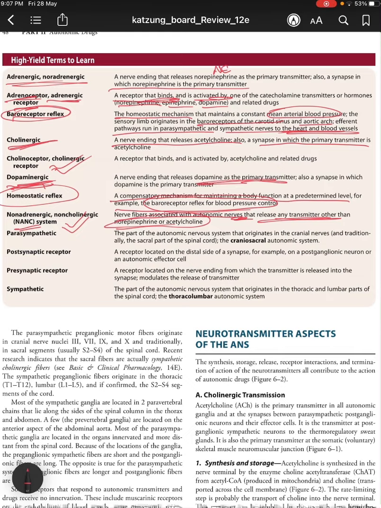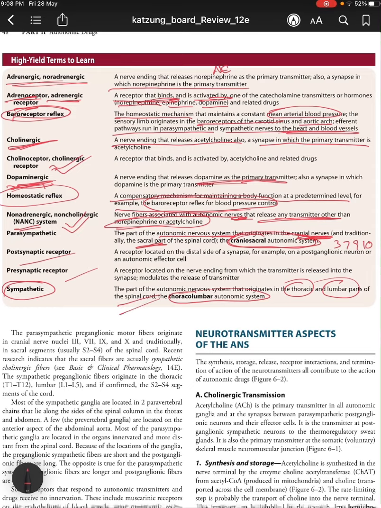So the parasympathetic nervous system, it is a part of the autonomic nervous system that originates in the cranial nerves. Okay, what are those parasympathetic cranial nerves? 3, 7, 9 and 10. And also the sacral part of the spinal cord. So it is also called craniosacral outflow, whereas the sympathetic nervous system is also referred to as a thoracolumbar outflow. Okay, it originates in the thoracic and lumbar parts of the spinal cord.